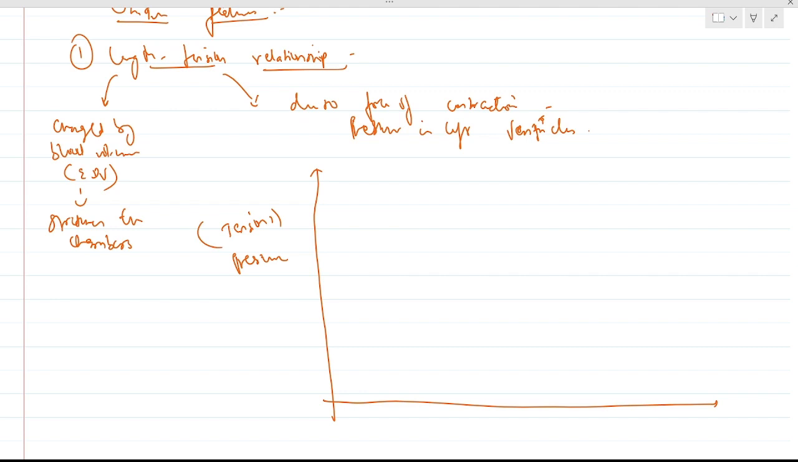Okay. And on the x-axis we have our length, which is our end diastolic volume. End diastolic volume represents the length. This is the x-axis, this is the y-axis. If we draw the graph, this will come out somewhat like this.